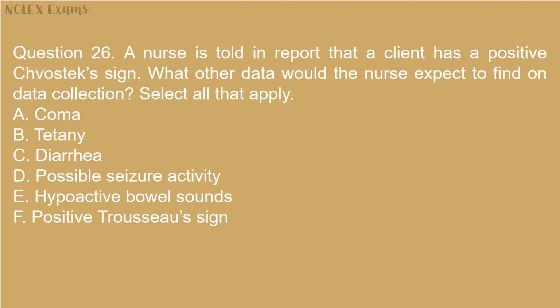Question 26. A nurse is told in report that a client has a positive Chvostek's sign. What other data would the nurse expect to find on data collection? Select all that apply. A. Coma. B. Tetany. C. Diarrhea. D. Possible seizure activity. E. Hypoactive bowel sounds. F. Positive Trousseau's sign.